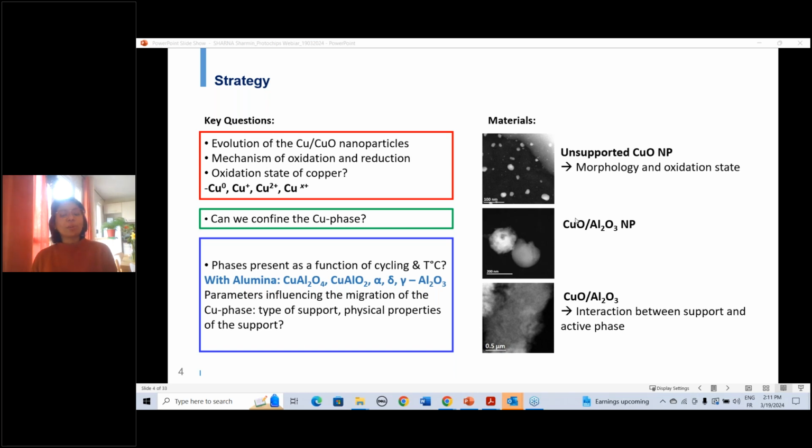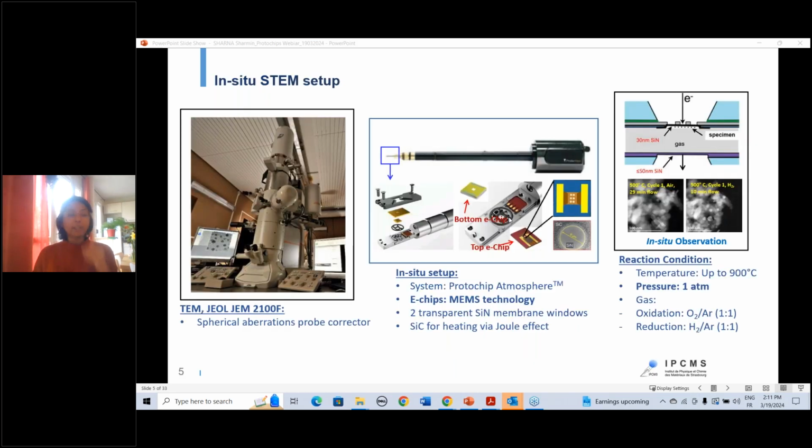So going from copper oxide alumina nanoparticles to the grains, crushing them and seeing under the microscope how they change. In order to do that, we want to understand the influence of the different parameters. So I will start with unsupported copper material. We have initially studied this material, the unsupported copper oxide nanoparticles, by in situ STEM.